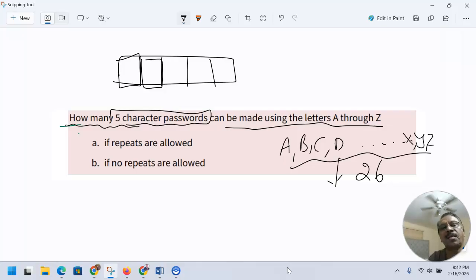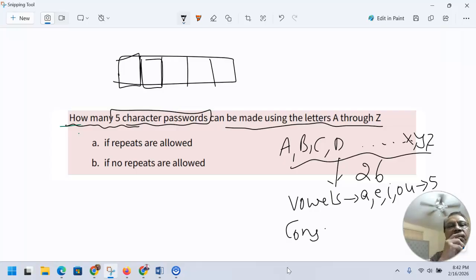Now, among these, which are the vowels? Vowels are A, E, I, O, U, right? So there are five of them. There are five vowels. And what is the meaning of consonant? Oh, they're not asking this question. So how many ways can you pick if repeats are allowed? It means you can have a password with A.